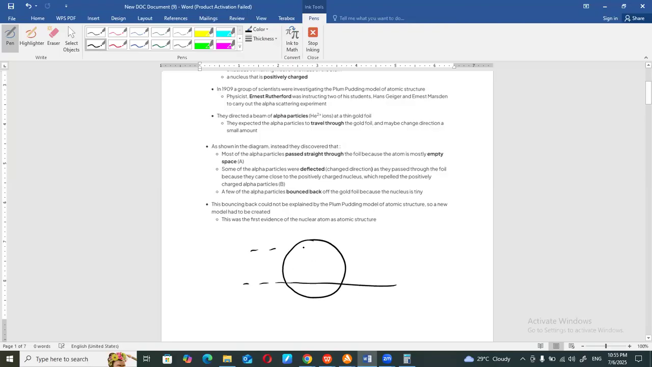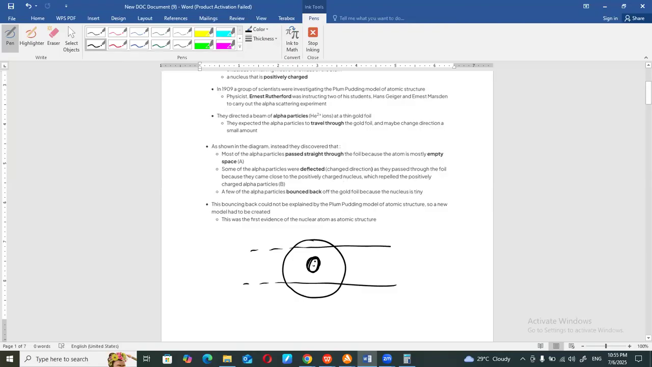The question arises, if the atom is mostly hollow, where are the protons and neutrons actually placed? For that, the second observation says some of the alpha particles were deflected as they passed through a foil because they came close to a positively charged nucleus. So what is the nucleus? The nucleus is a mass entity in which you have protons and neutrons.